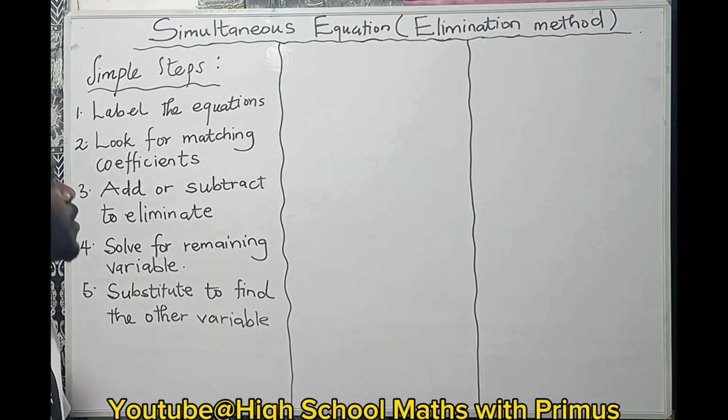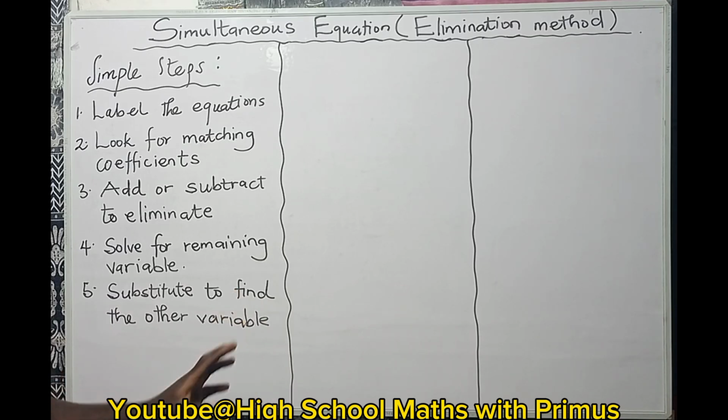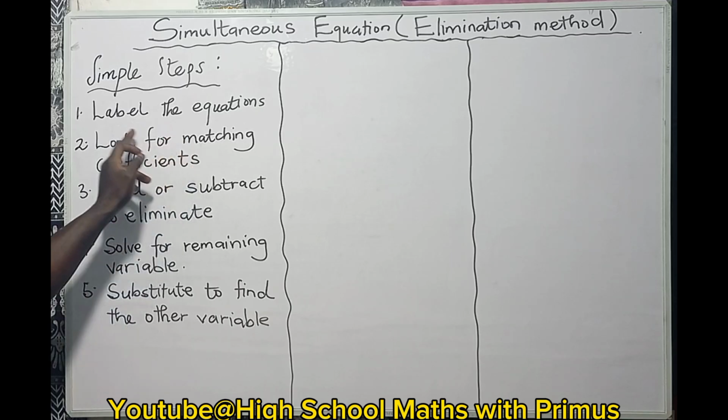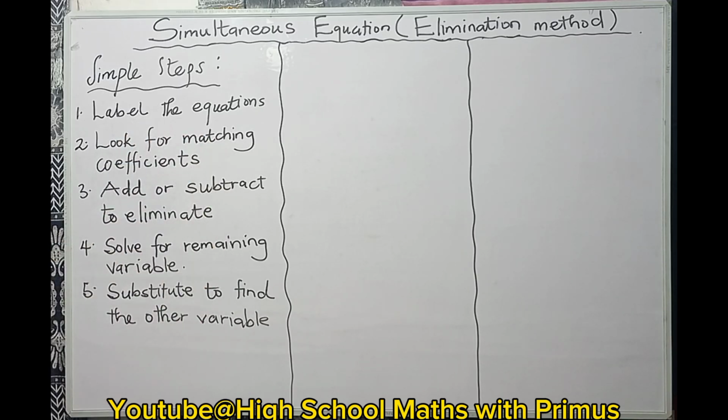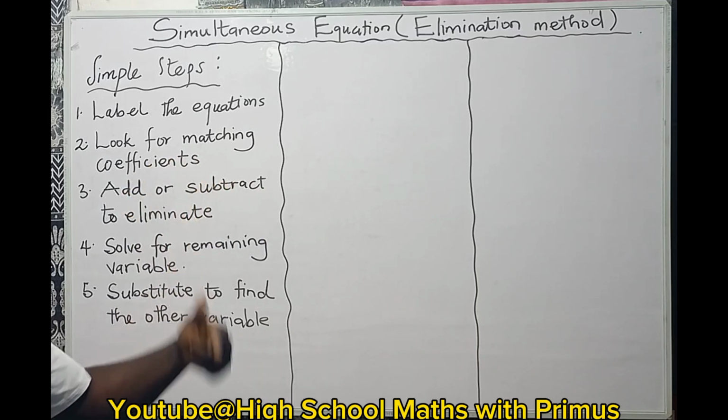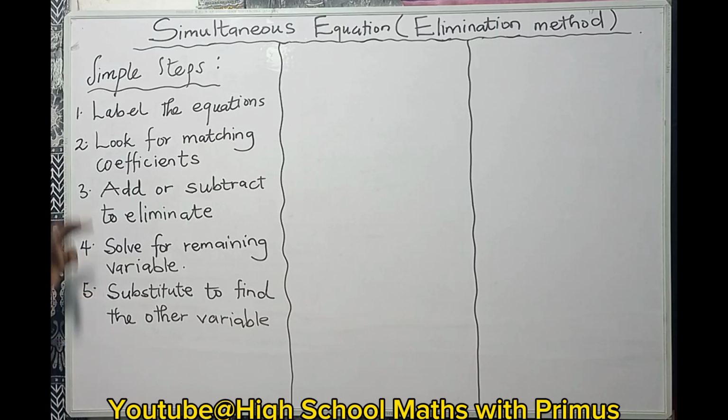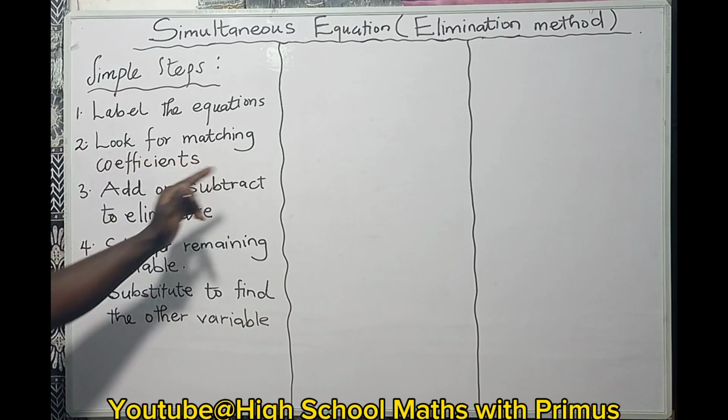So grab your pen and your book. Let's dive in. Now, I have devised a few steps which we will go through to solve any simultaneous equation using the elimination method. When you are posed with any simultaneous equation that demands that you use the elimination method, you go through this series of steps. The first step is to label the equations. That is, you label equation 1 and equation 2. After labeling, look for matching coefficients.